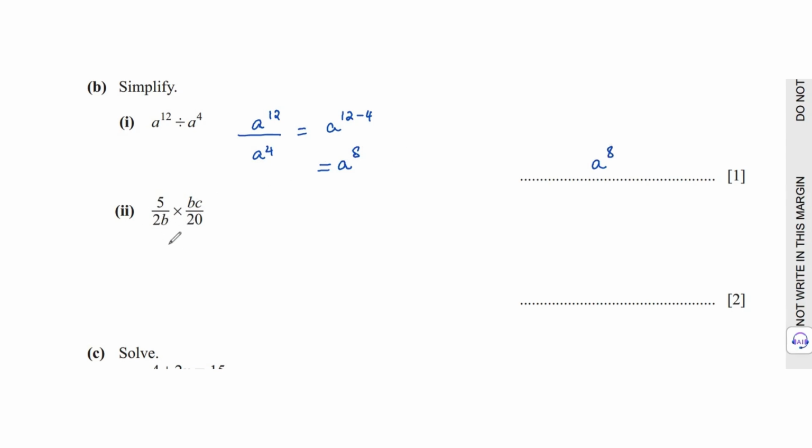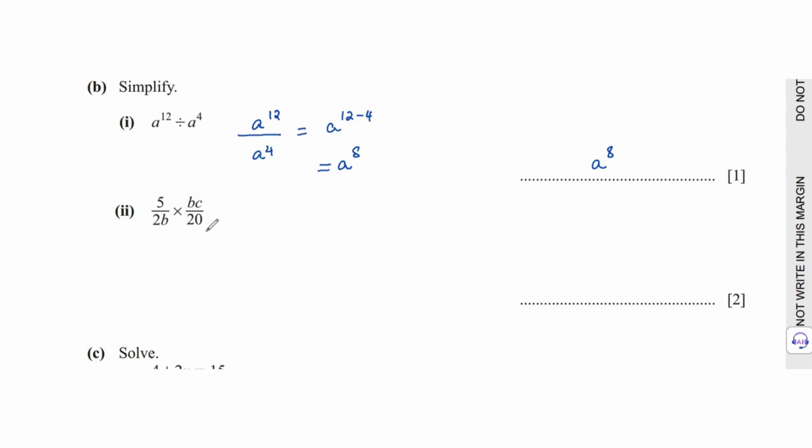Then over here, we are dividing and multiplying at the same time. So when we're multiplying fractions, what we can do is simplify vertically or diagonally. If we do it vertically for the first one, it's not possible because 5 and 2 and b don't come in the same times table, except for the 1 times table. And for b, c, 20, I can't simplify as well because all three don't come in the same times table.